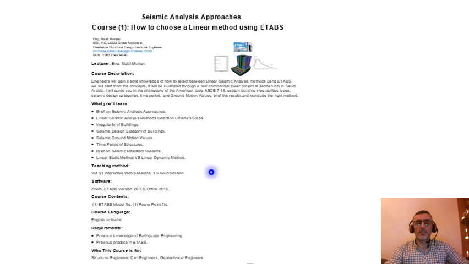Please be noted that this course will be via 7 interactive web sessions, 1.5 hours per session. We also need some software and language and knowledge of earthquake engineering. Please check this brochure for all the required information.